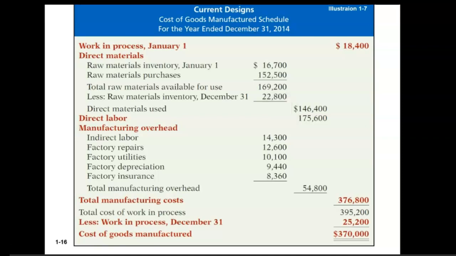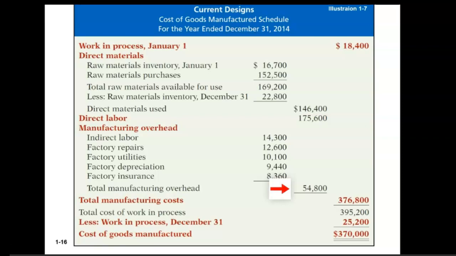And then we have direct labor. You see that in the second column, $175,600. And the manufacturing overhead. Notice the terms: indirect labor, factory repairs, factory utility, factory depreciation, factory insurance. All these costs would be indirect to the production of my product. So the total manufacturing overhead, $54,800.